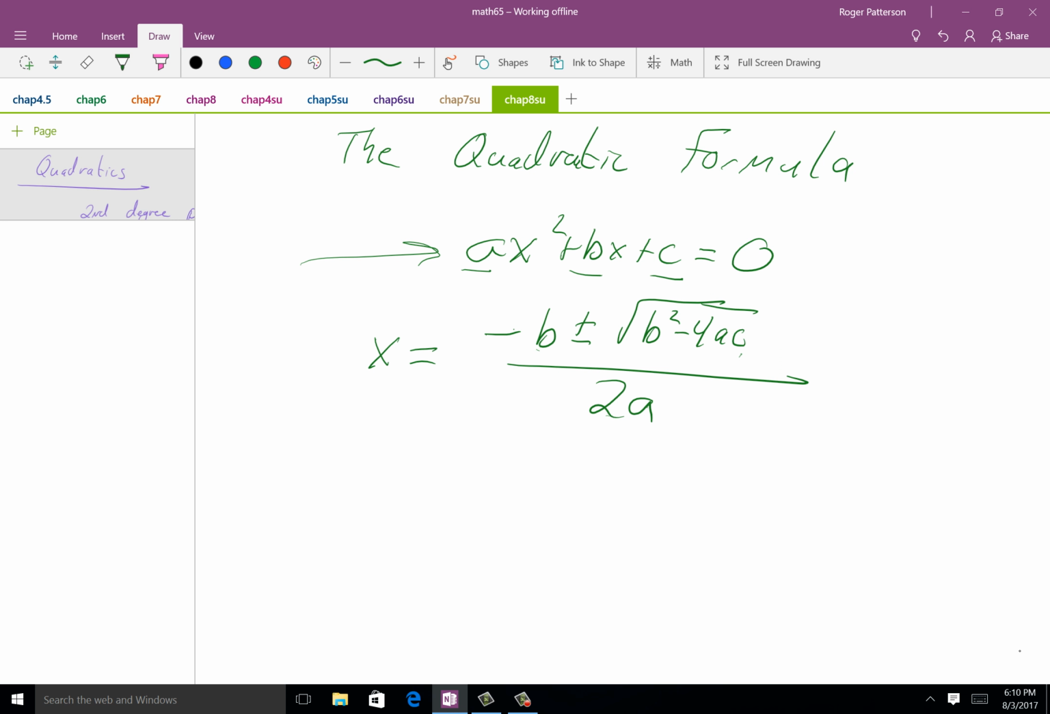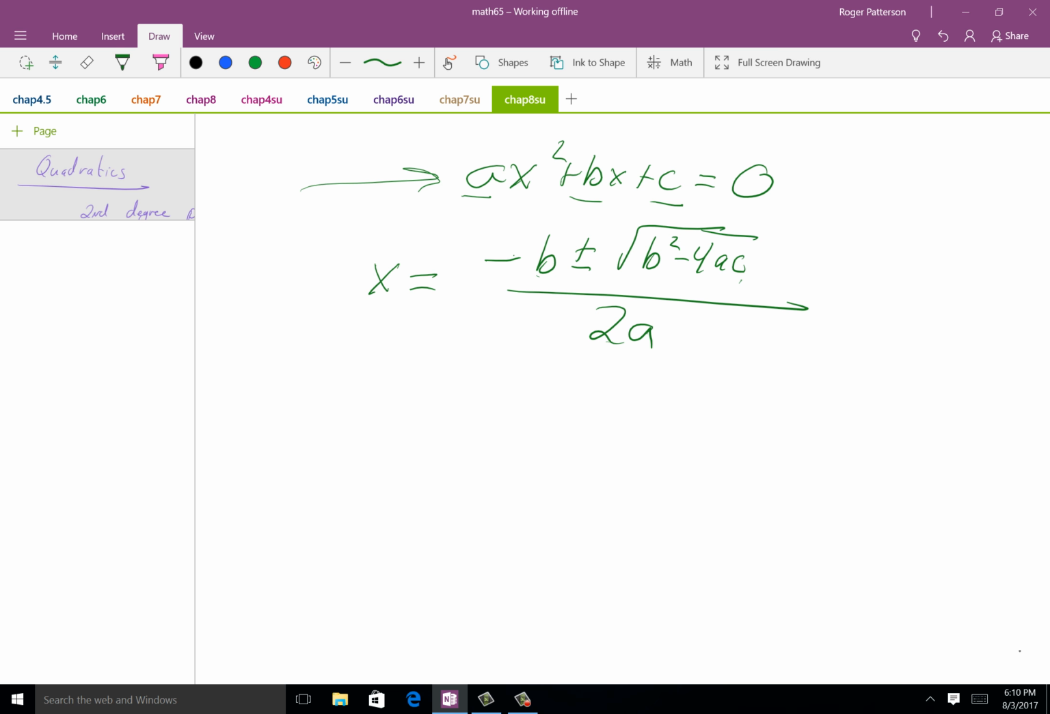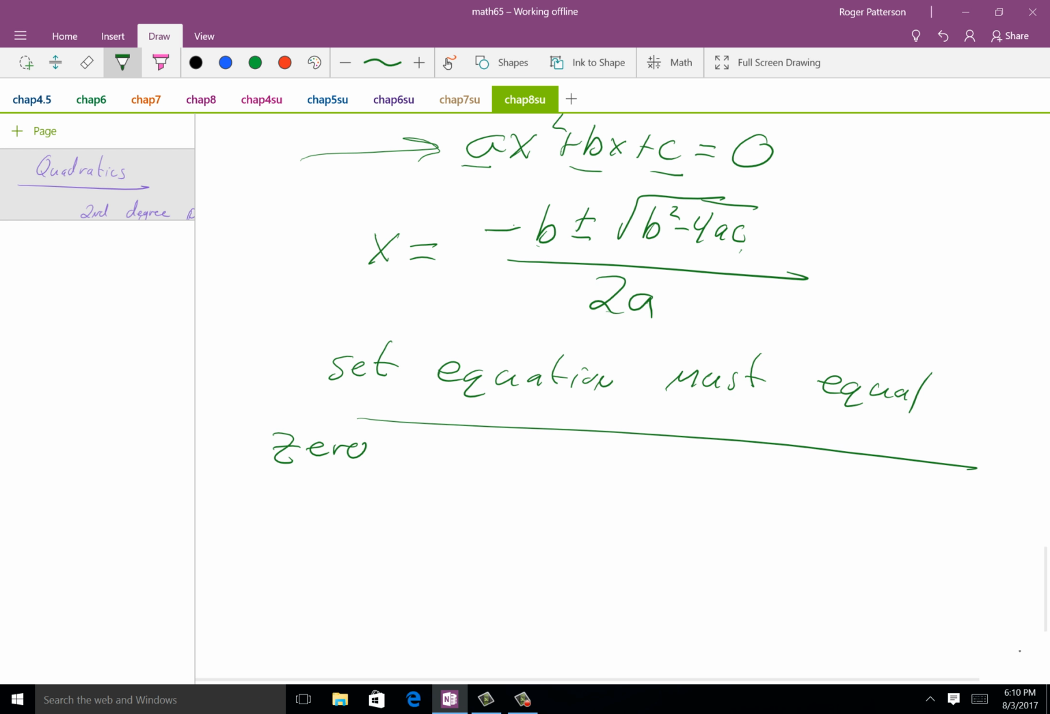So let's do a couple of examples where we're using the quadratic formula. The main thing on this is that it's always equal to 0. So you have to set the equation equal to 0. It has to be equal to 0.